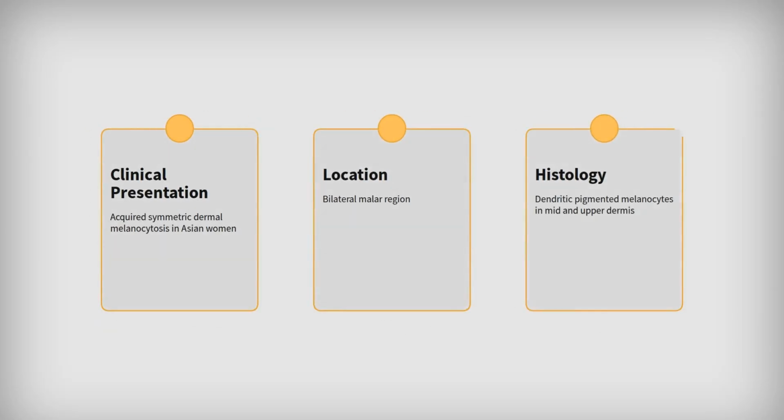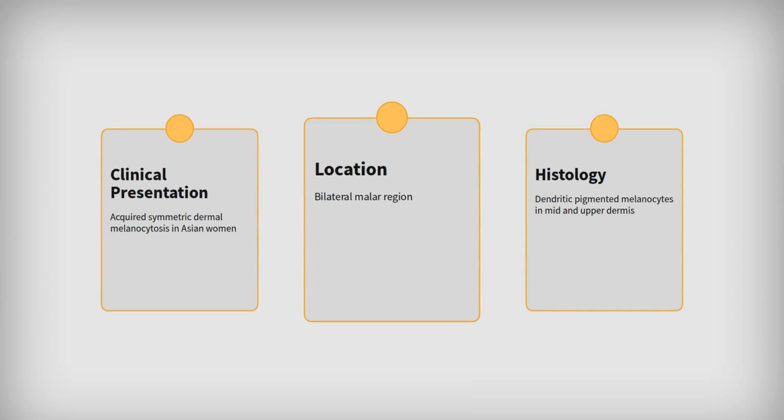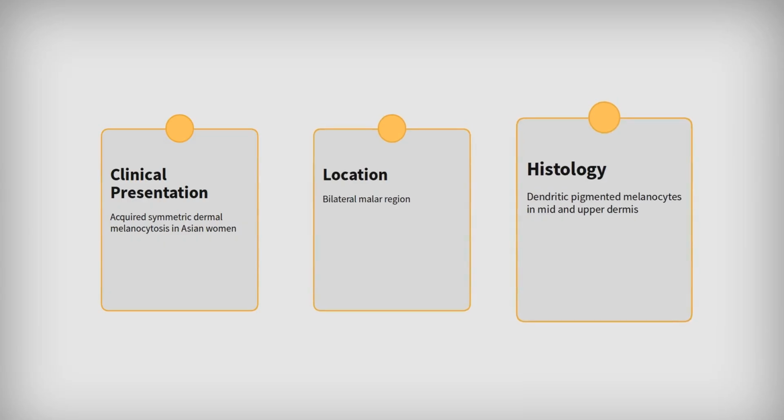Nevus of Hori is distinct in its clinical and histological presentation. Nevus of Hori presents as acquired symmetric dermal melanocytosis, especially in Asian women. It is typically found in the bilateral malar region. Histologically, dendritic pigmented melanocytes are seen in the mid and upper dermis.